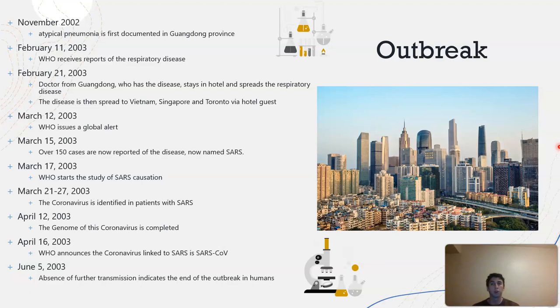In March, the World Health Organization issued a global alert of this outbreak. A little later, over 150 cases are now reported, and they now call this disease SARS. The World Health Organization starts the study of SARS causation a little later, and then the coronavirus is identified in patients with the disease. On April 12th, the genome of the coronavirus is completed, and then a few days later, the World Health Organization announces the coronavirus linked to SARS, and they call it SARS coronavirus. June 5th, the absence of future transmission indicates the end of the outbreak in humans. So that's the official end, or I guess maybe unofficial end, of the outbreak.